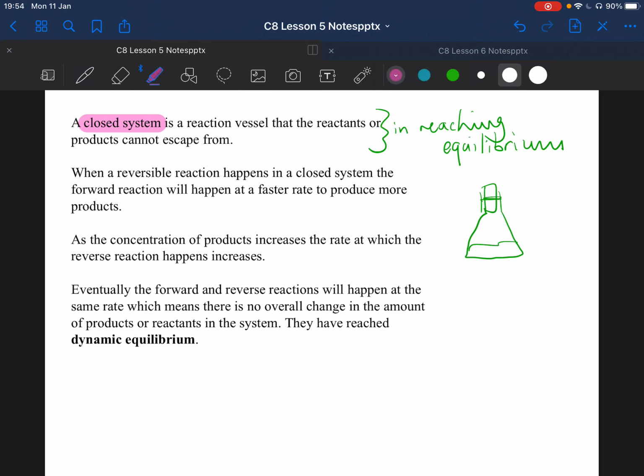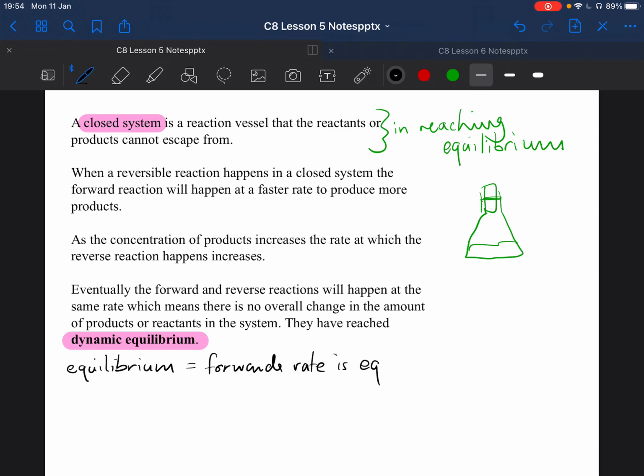The second keyword that you need to know about is the term dynamic equilibrium. When we talk about dynamic equilibrium, we talk about the changing between products and reactants. So I've talked to you in previous parts of this video about equilibrium, and that if we have something that's in equilibrium, the forwards rate is equal to the reverse rate.